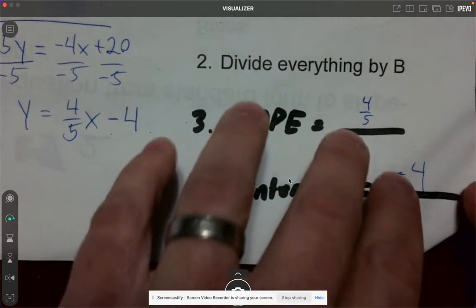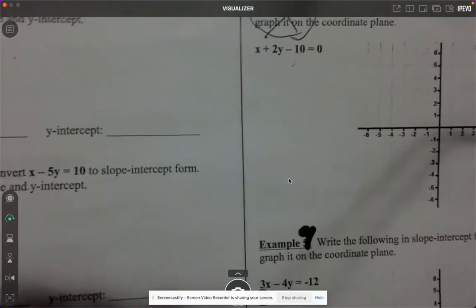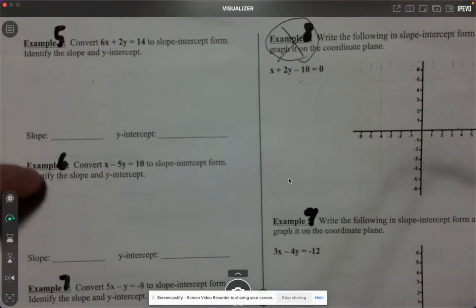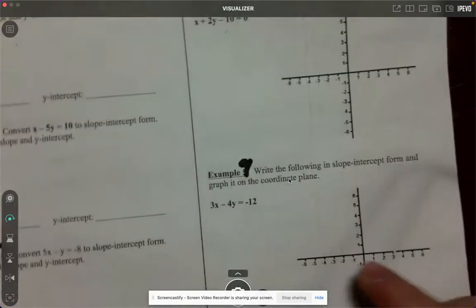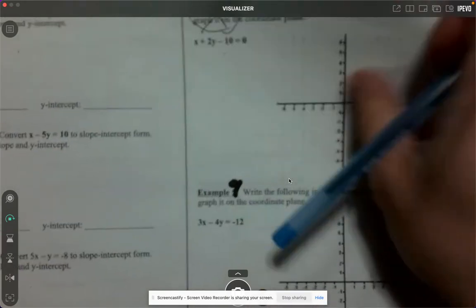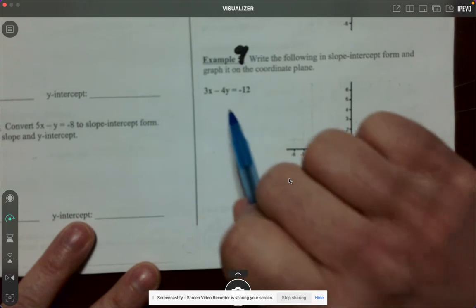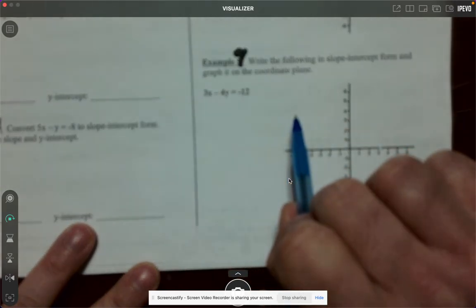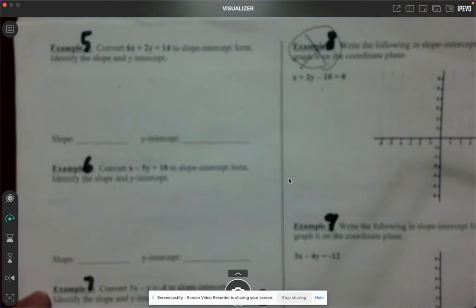Cool. Right. So then this is what I wanted you to try during some of the class time today: numbers 5, 6, 7, and then if you want to try 8, you could. And number 9, you might get a couple of these for homework tonight. I want you to put it in slope intercept form and then graph it.